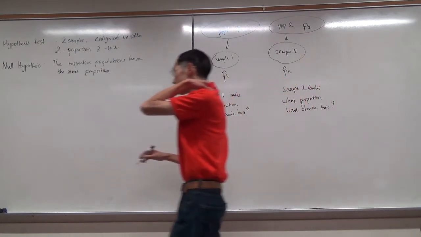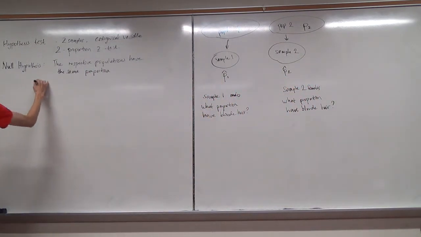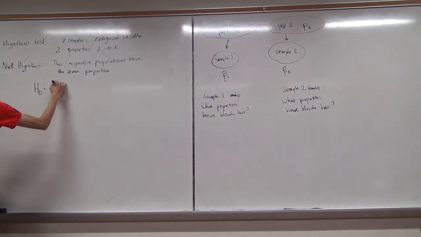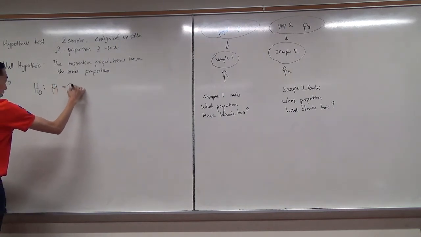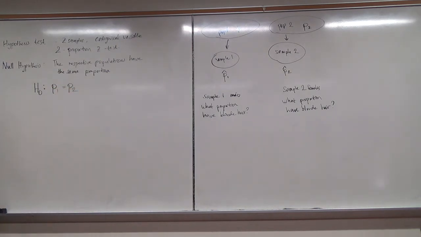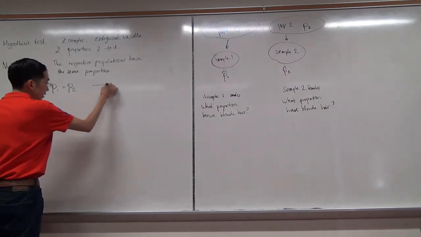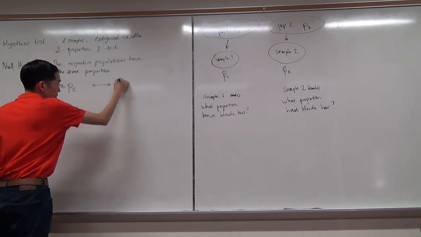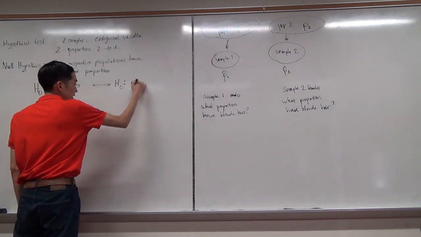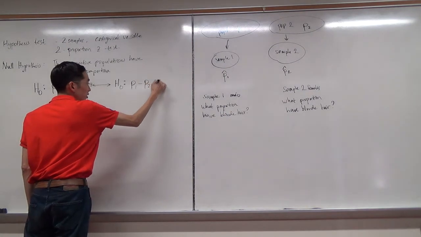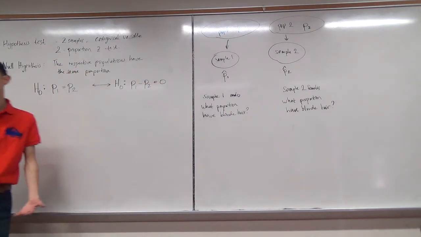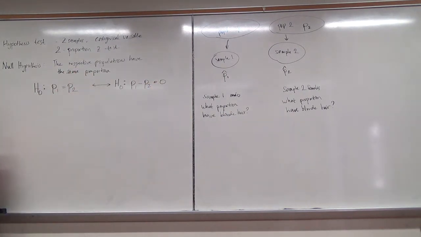So the null hypothesis over here, symbolically, is that P1 is equal to P2. That's what we are saying in the null hypothesis. Sometimes we will rewrite this, and these are interchangeable, and we will say that the difference between P1 and P2 is zero, that there is no difference. These two statements are identical.